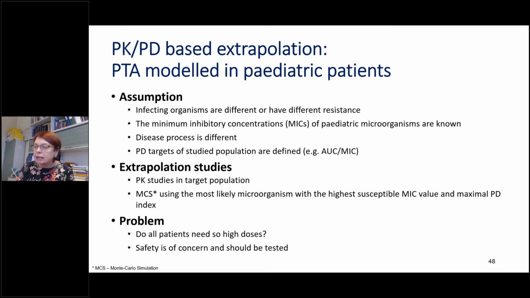Because the highest dosing or highest AUC or highest dose may also cause more safety issues. And nobody really knows exactly whether we need to take the highest MIC value or the mean MIC value, and whether we need to use the maximal PD index, for example for beta-lactams, whether we need to assume that the time above MIC should always be 100%, considering that neonates are immunocompromised, or we can accept lower values, 50 or 60%, as we do in adults.